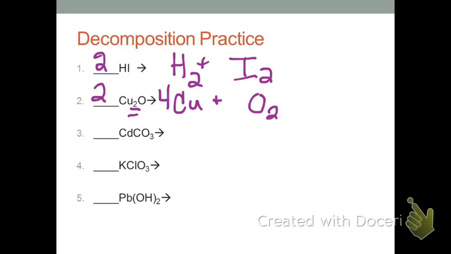Number 3, carbonate. This is one you must know. Carbonates will break down to form a metal oxide.